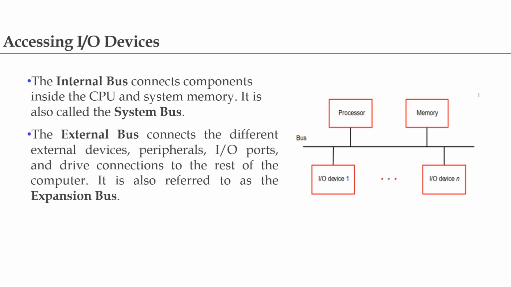In contrast, the external bus, often referred to as the expansion bus, connects the computer to external devices and peripherals. These include input-output ports, drive connections, and devices such as printers, external storage, and network adapters. The external bus extends the computer's capability by allowing additional hardware to interface with the system seamlessly.